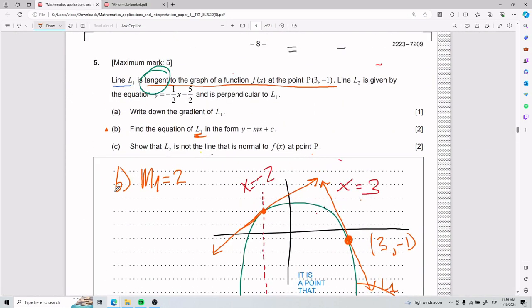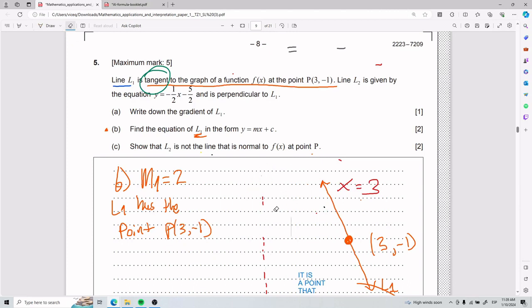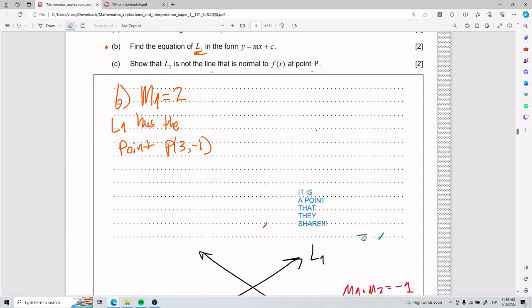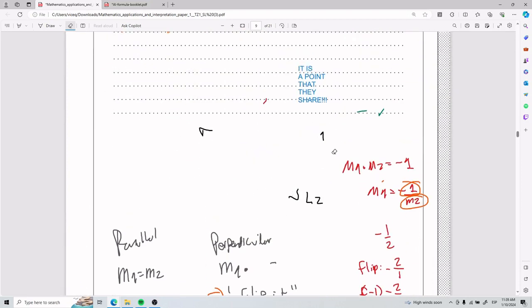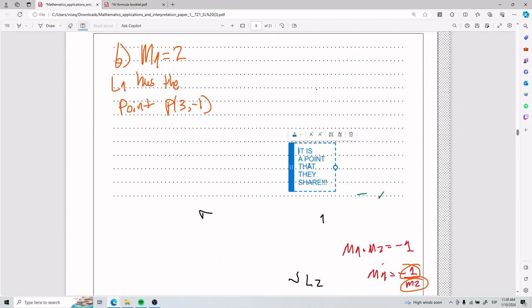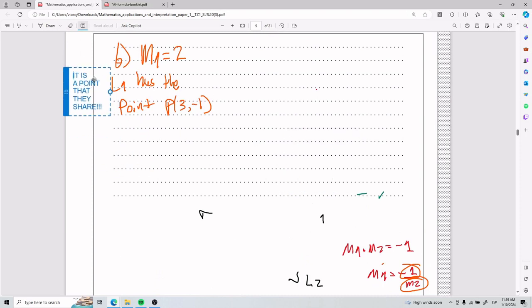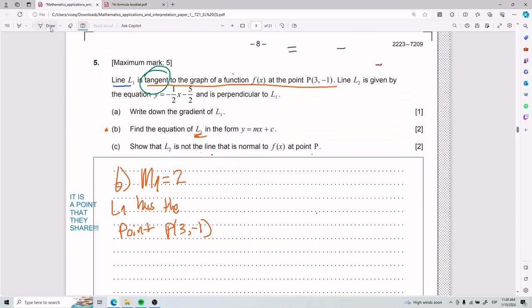What you're telling me is that L1 basically has the point P, 3 comma negative 1. That is what it's telling me, okay? The tangent thing might be relevant later, but for now, this is all we know for part B, and it is also all we need for part B. And you're going to see why in a second. So let me leave this over here. It is a point that they share, see?